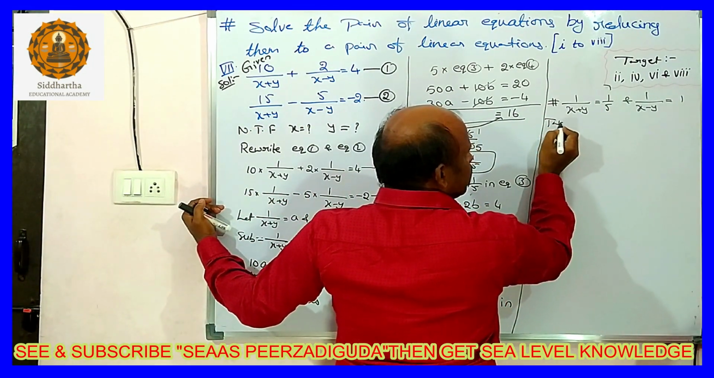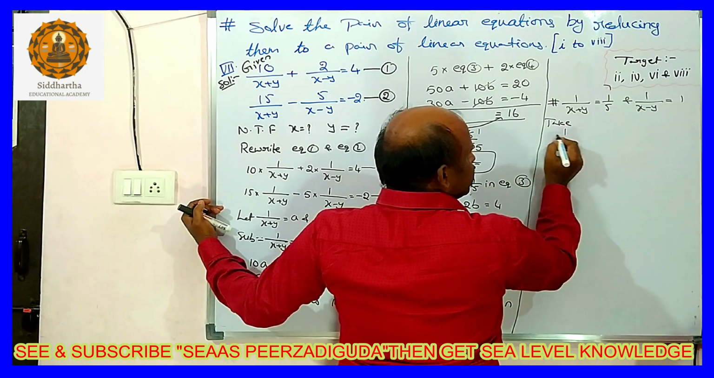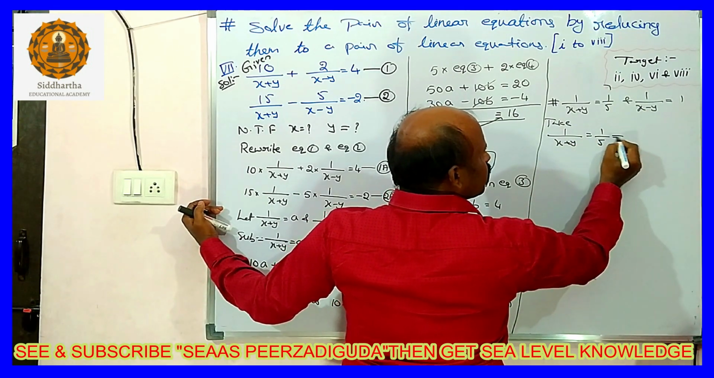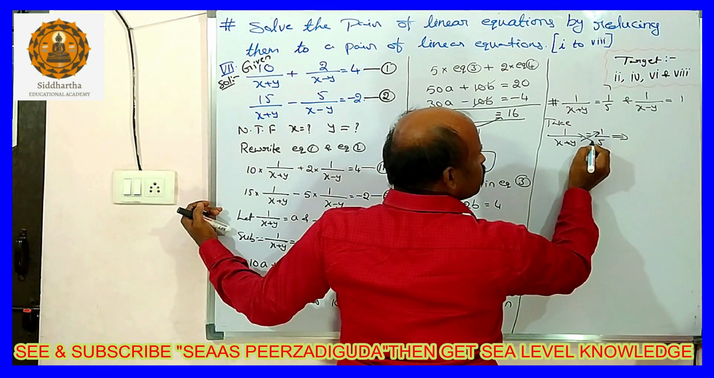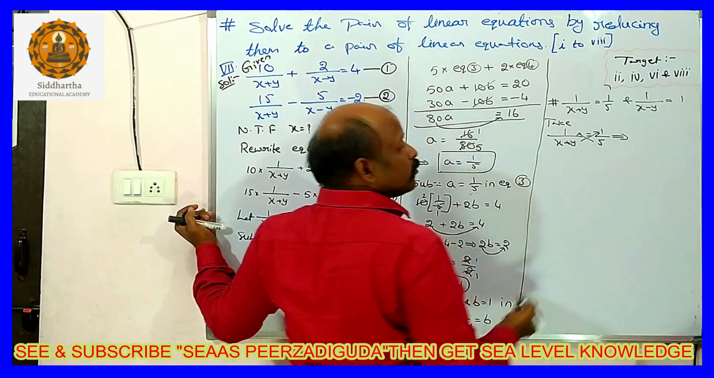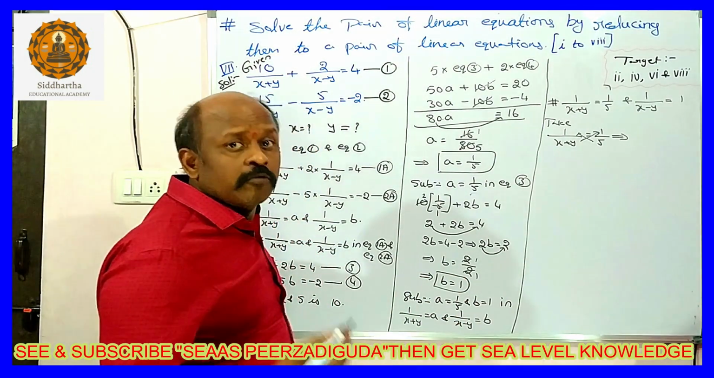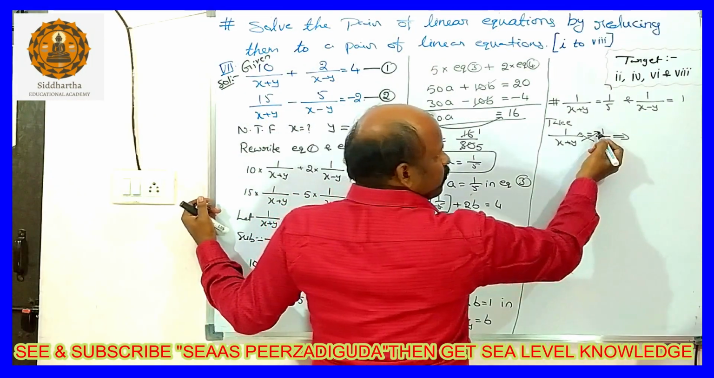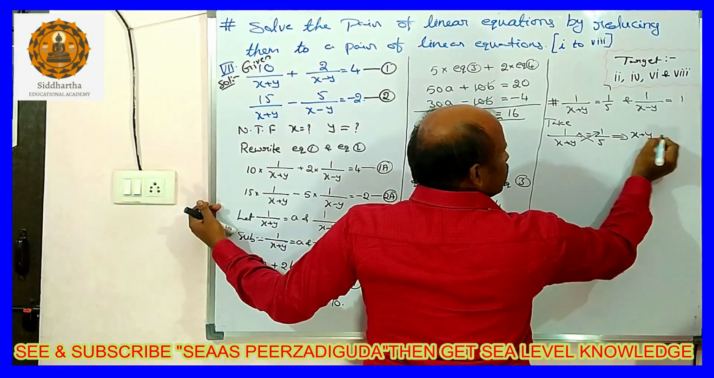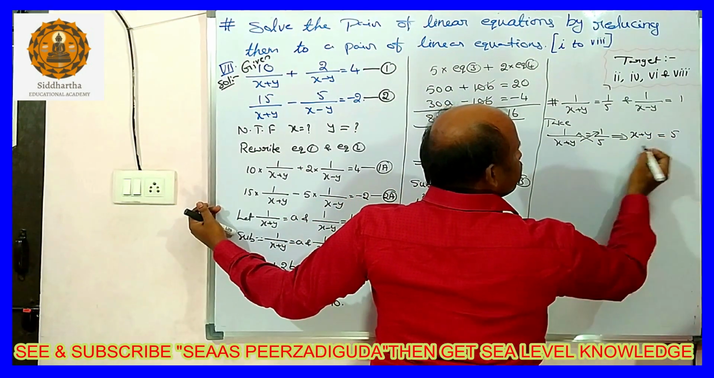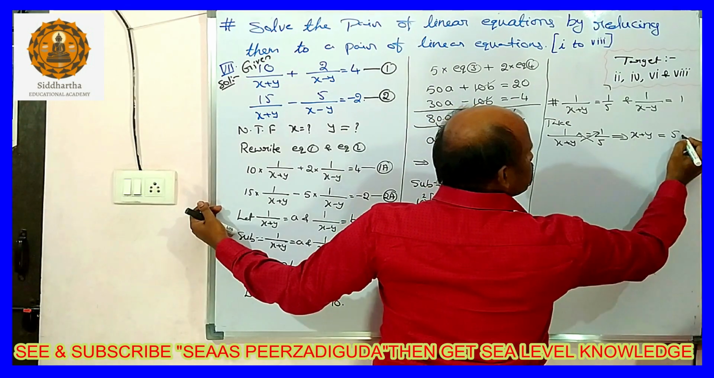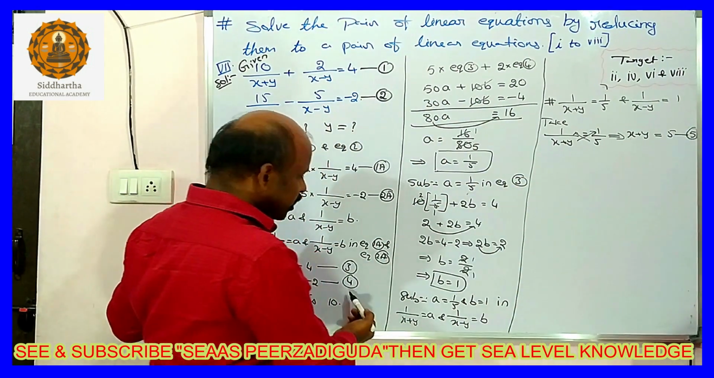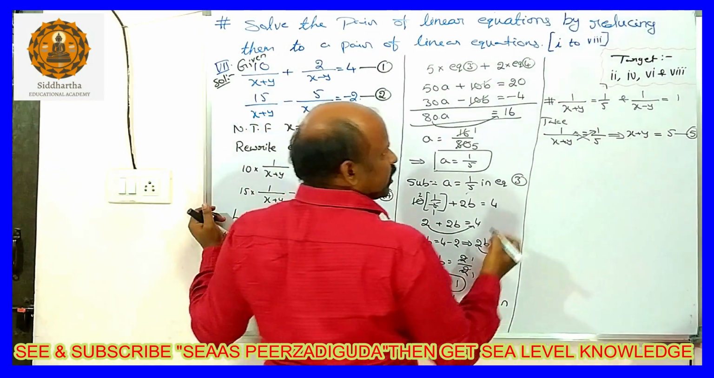Now I am going to take this one. Take 1 by x plus y is equal to 1 by 5. This one I am going to do over here cross multiplication. Why I am doing cross multiplication over here? Between two fractions equal to symbol means we have to do cross multiply. So x plus y into 1, x plus y is equal to 1 into 5, 5. So x plus y is equal to 5 we got. This one I am going to take equation number 5. Already 4 equations over here. This one equation number 5 I am taking.